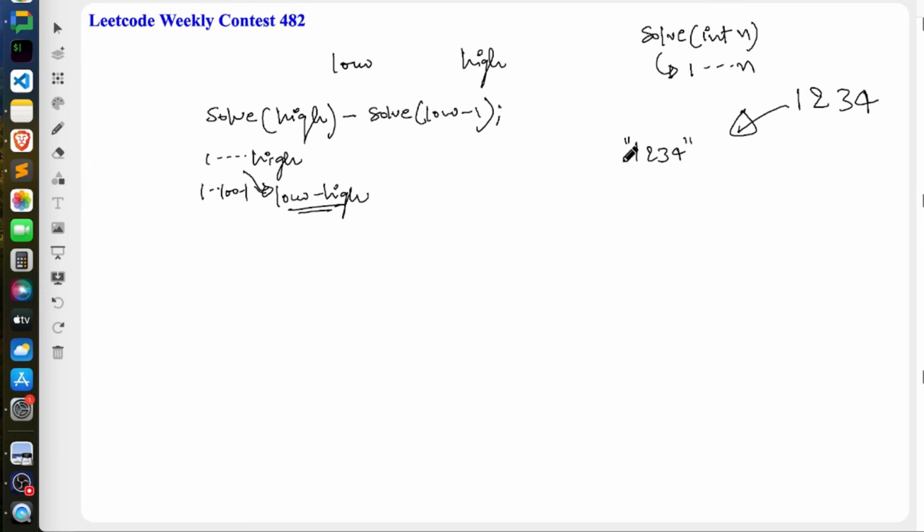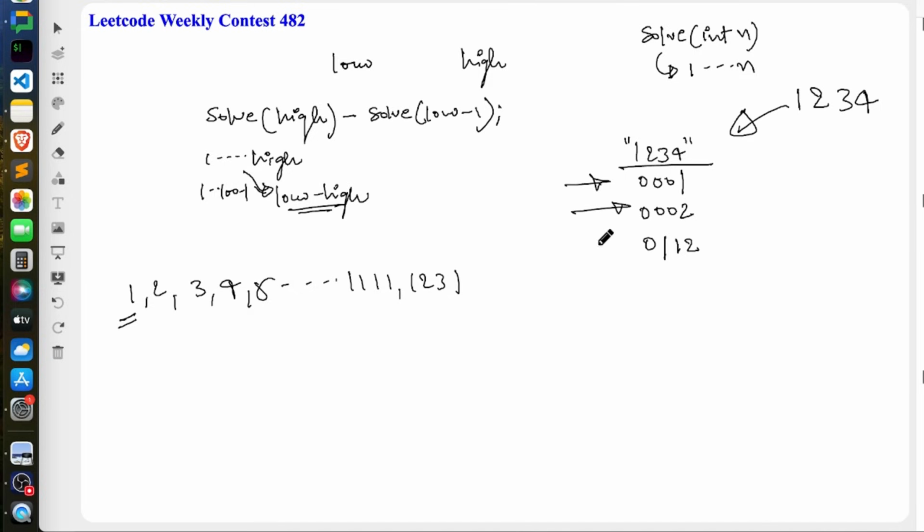If you notice here, how many numbers are there from 1 to n that are less than or equal to 1234? There are multiple numbers, right? There are exactly 1234 numbers. What I mean is 1, 2, 3, 4, 5, 11, 111, 231, all these numbers are less than this, right? 1 can be represented as 0001, then 0002, 2 is represented this way. Let's say you have 0112, this is also less than this, right? So these are the numbers that are less than 1234.